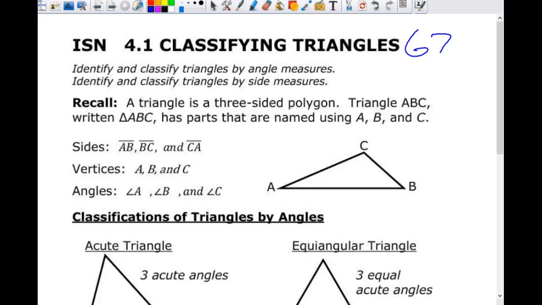Okay, today we are classifying triangles. You can classify triangles two ways, either by their angles inside the triangle or by the sides.